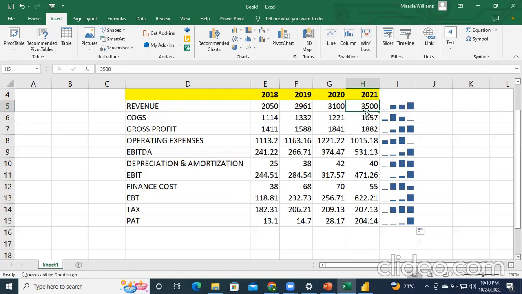Our revenue was 3.5. What will be our profit after tax? This is where scenario comes to play. So what do we do at that point?